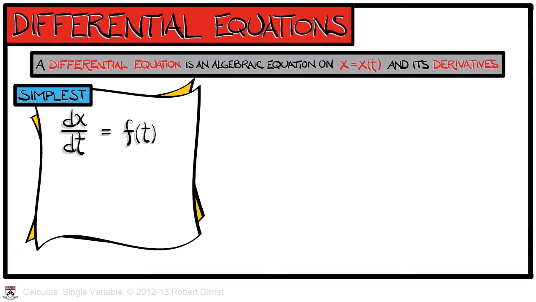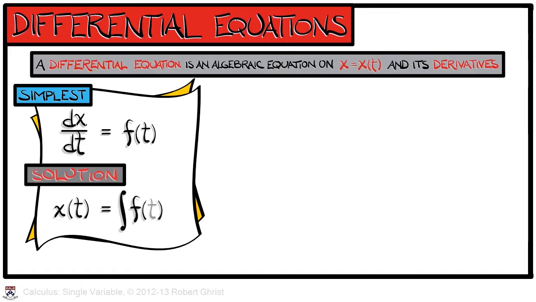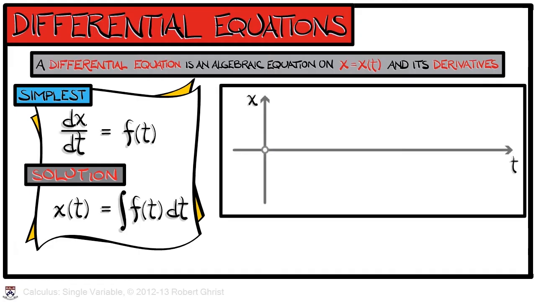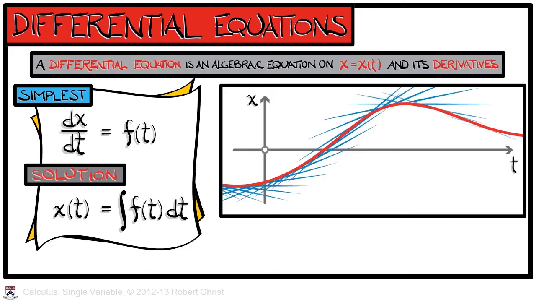This equation has as its solution x, given by the indefinite integral of f with respect to t. Now, what does that mean? How do we interpret it? Well, one natural interpretation for the derivative is as the slope. So the differential equation is telling you something about the slope of the solution curve. It has to match this function f.